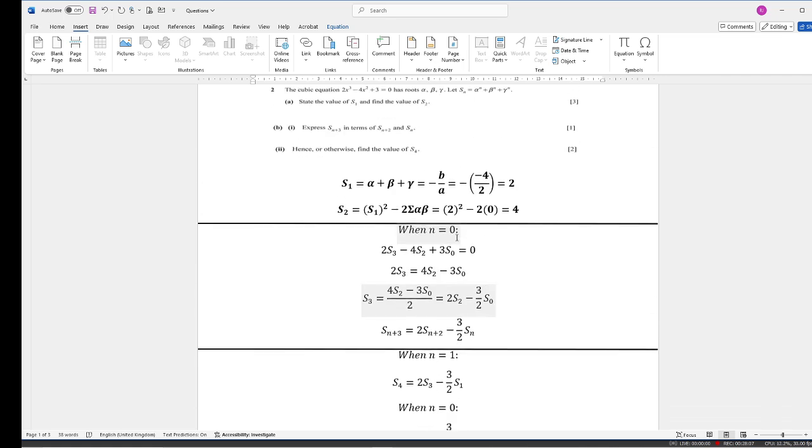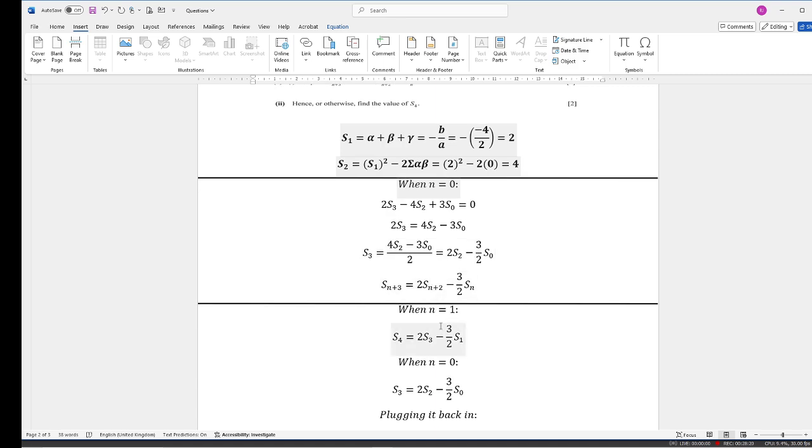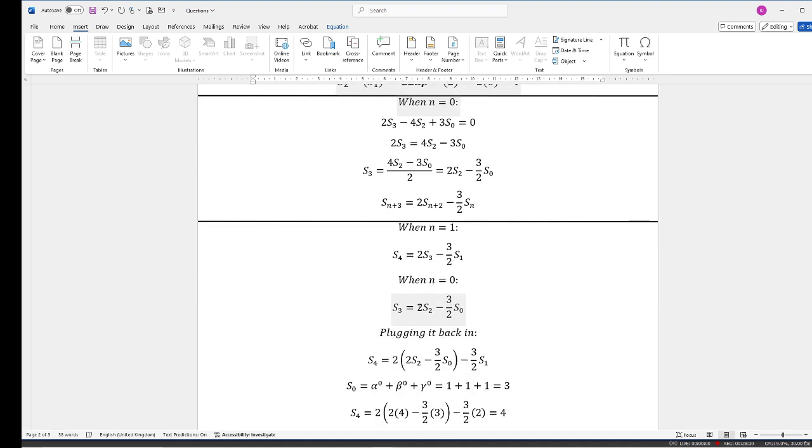Moving on, we have the third question, to find the value of S4. So using this equation right here and plugging in n equals 1, we're going to see S4 in terms of S3 and S1. So this is what we get right here when you plug in n equals 1. And here raises the question, what is the value of S3? That's simple. When you plug in n equals 0, you're going to get this right here. So what we do is just plug this value back into this equation to get this S4.